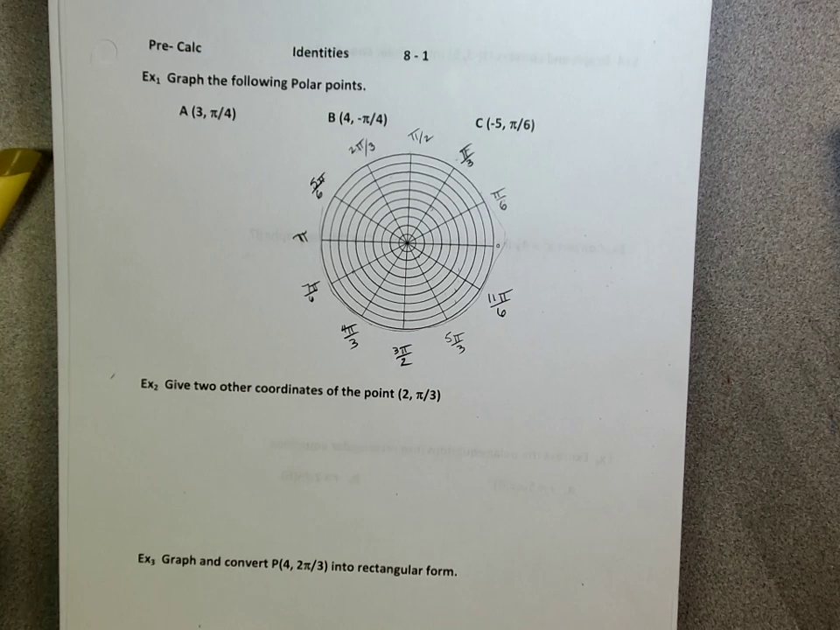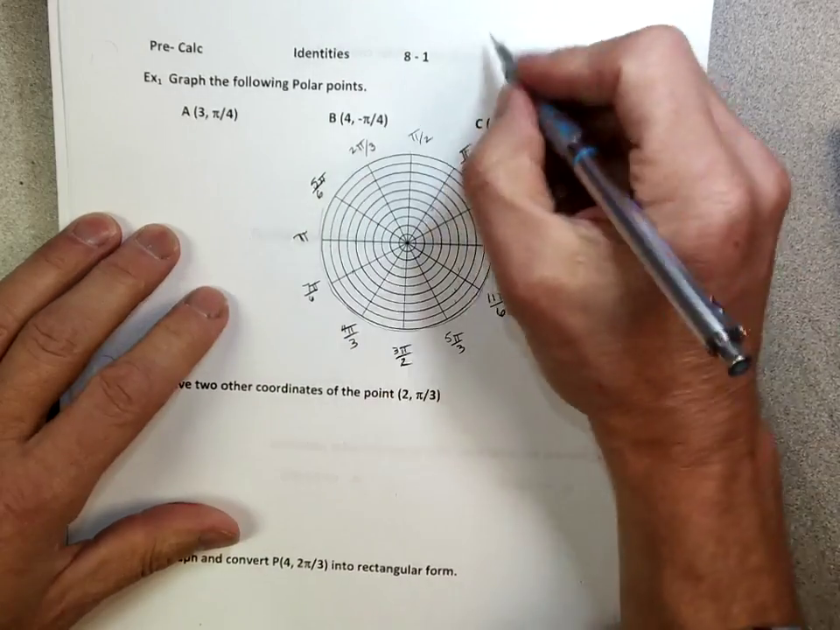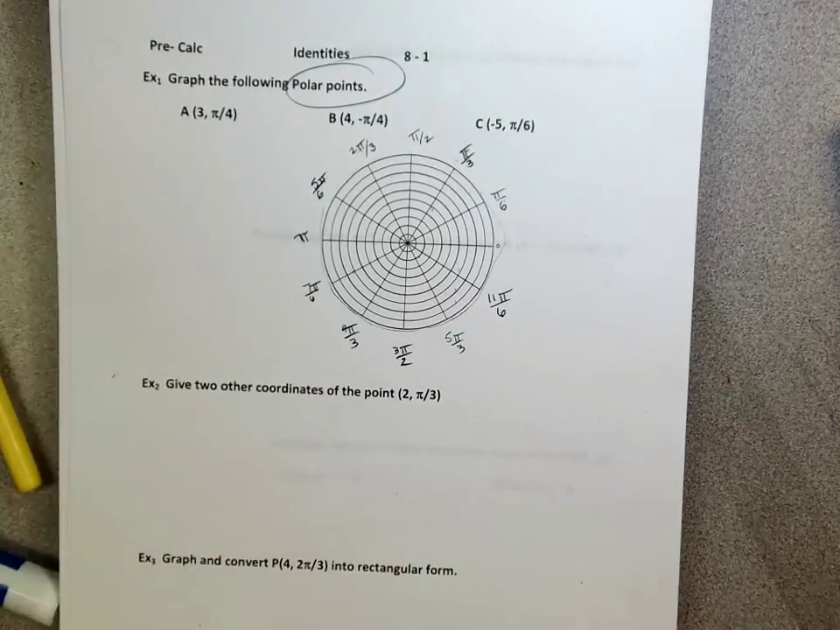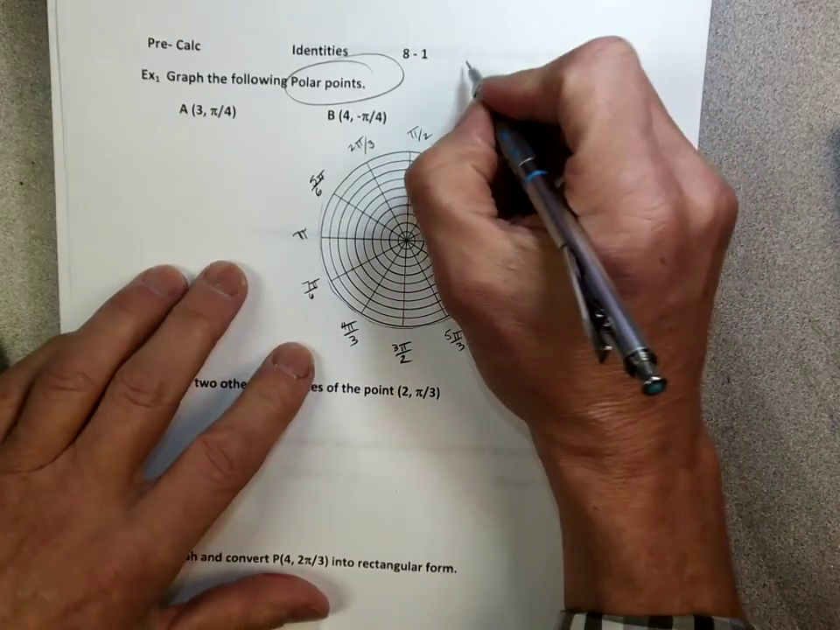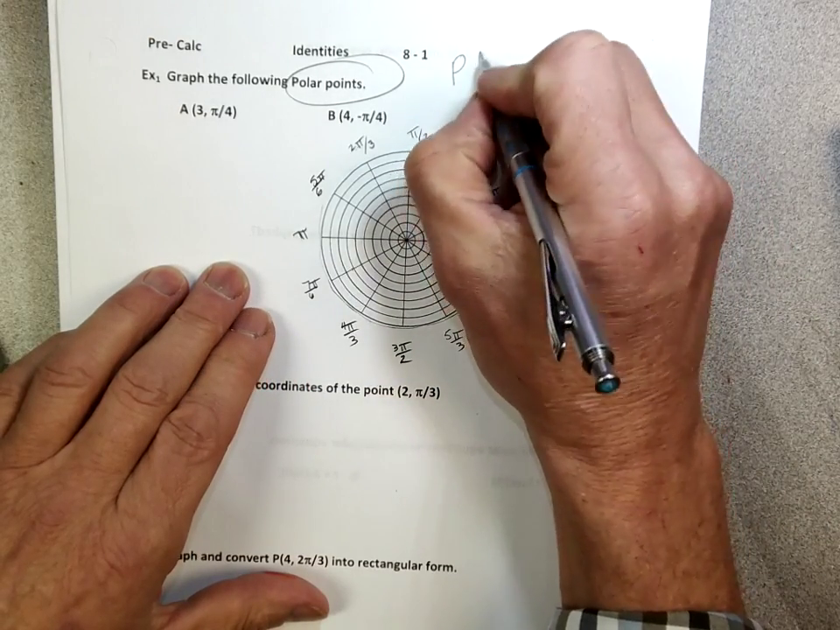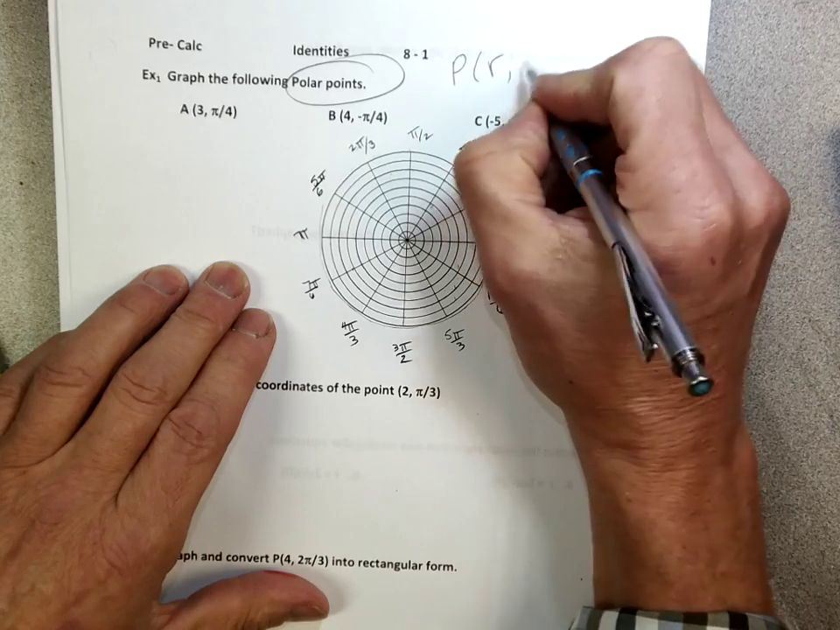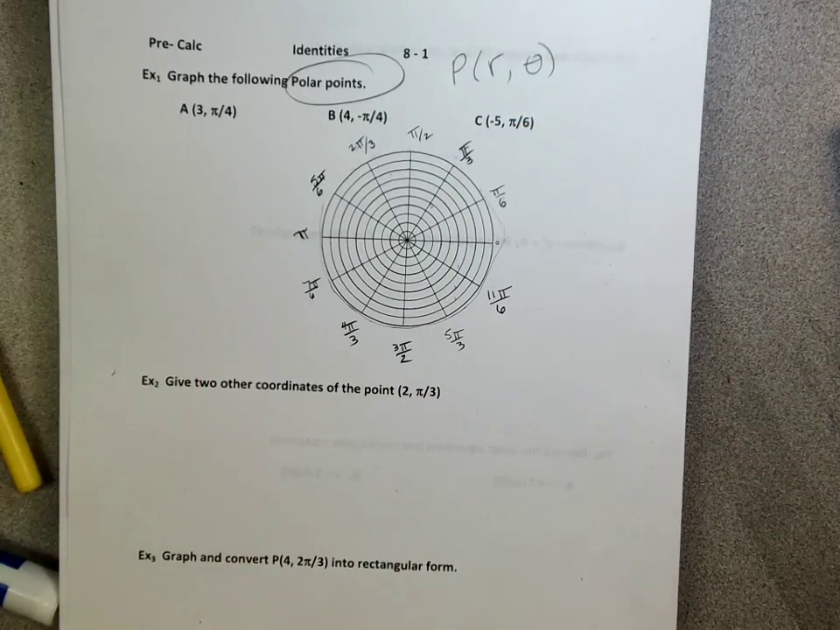All right, you guys, so today what we want to talk about is a thing called polar coordinates, okay? Polar points, or polar coordinates, right? Now, what is a polar point? You are going to have some point P, which has an r and a theta, where the r is the radius and the theta is the angle, okay?